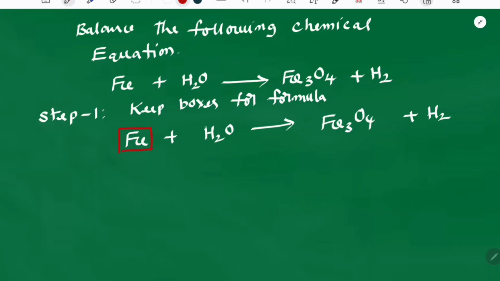Iron. Yes, I am keeping one formula here in a box. Like that you can keep the boxes. Before going to balance, we can keep the boxes around whatever molecules, whatever substances' formulas are present. Okay, this is the first step.